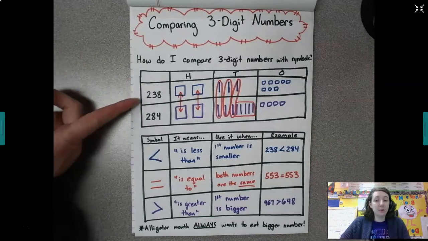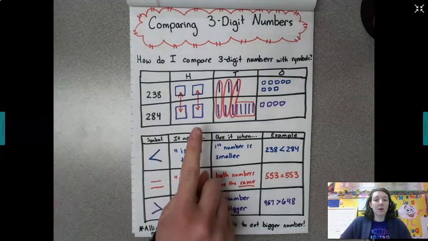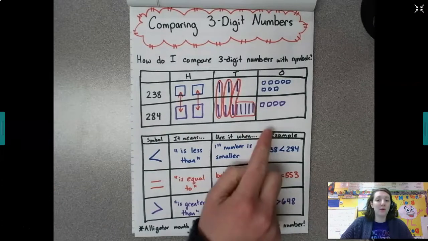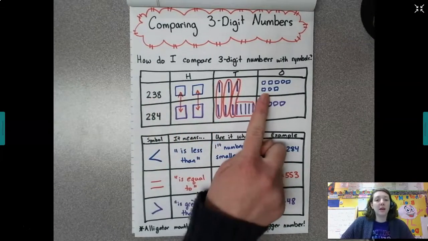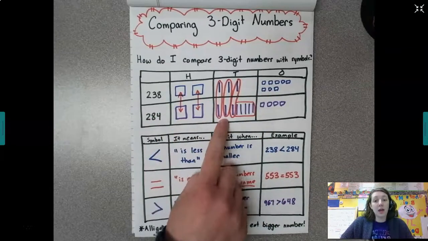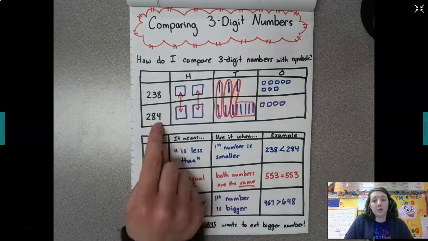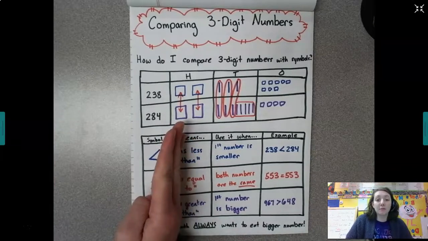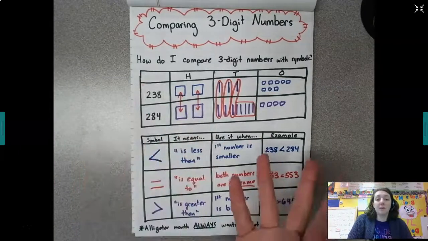So let's take the number 238 and 284. As you can see, I already broke it into hundreds, tens, and ones using what I know about place value to show that 238 has two hundreds, three tens, and eight ones. 284 has two hundreds, eight tens, and four ones. I'm just using the place value that I know the digits are worth. When you're comparing, you're going to start with the highest place first and work your way down. And you're just going to see which one has more.